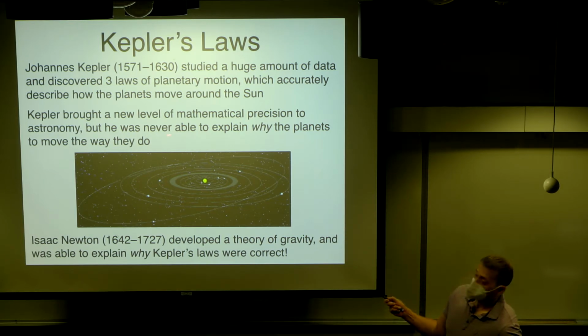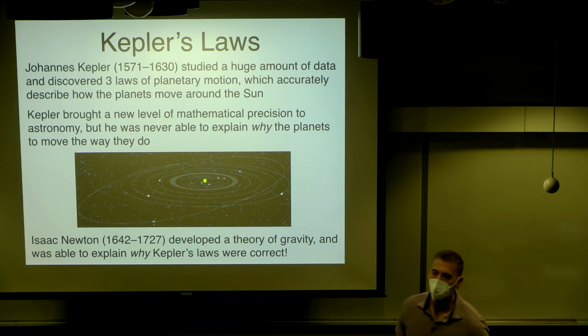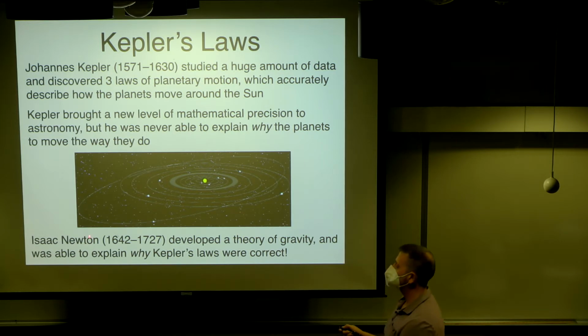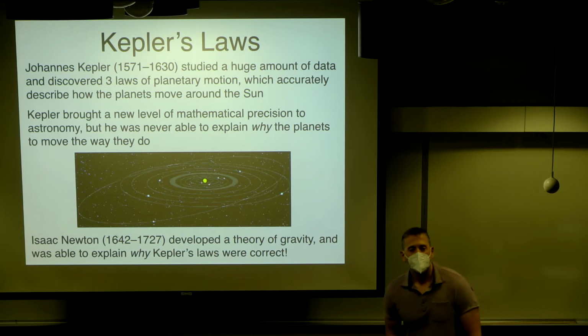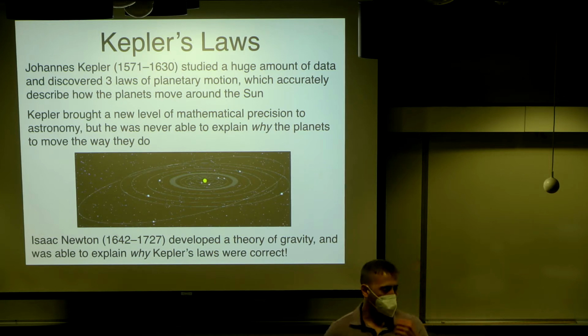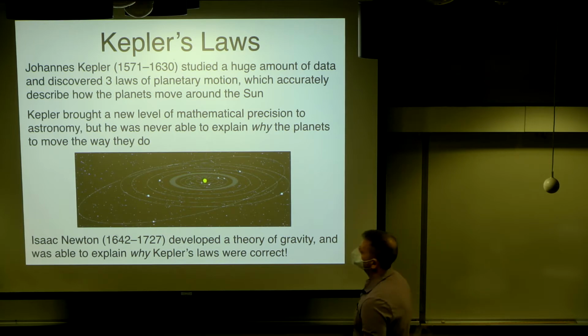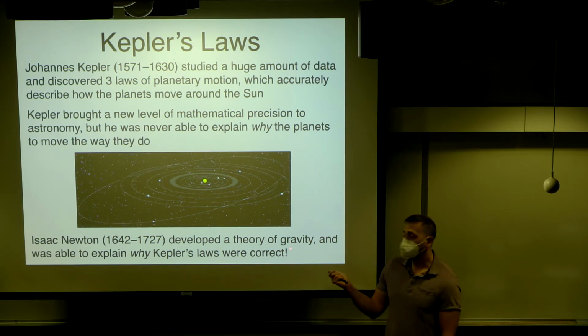But one thing that Kepler could never do is explain why. He just said, here are some laws that explain how the planets move. What's causing them to move that way? That's what he wasn't able to do. And it wasn't until Isaac Newton came along that we had an explanation as to why planets move the way they do around the sun. And the explanation is gravity.